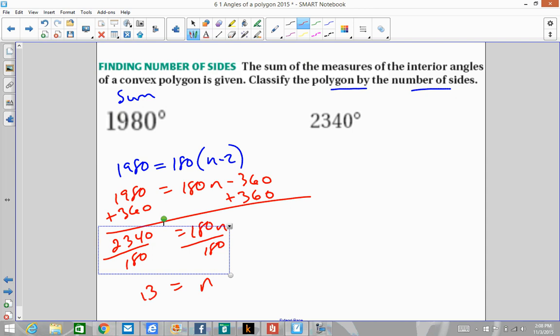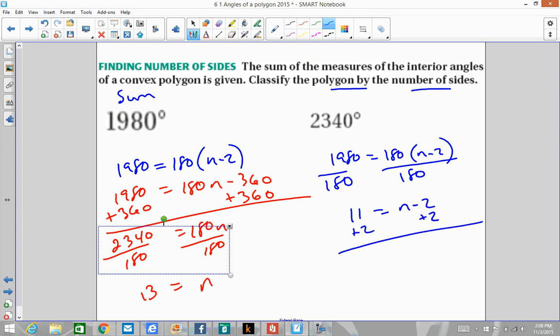Now, there's an easier way. What about if I took that formula to start, 1,980 degrees equals 180 times n minus 2, and instead of distributing that, I just divided both sides by 180. Well, when I do that, I would get 11 equals n minus 2, add 2 and add 2, 13 is equal to n. So this is a 13-sided polygon. So make sure you do this one, 2,340, and have that in your notes.